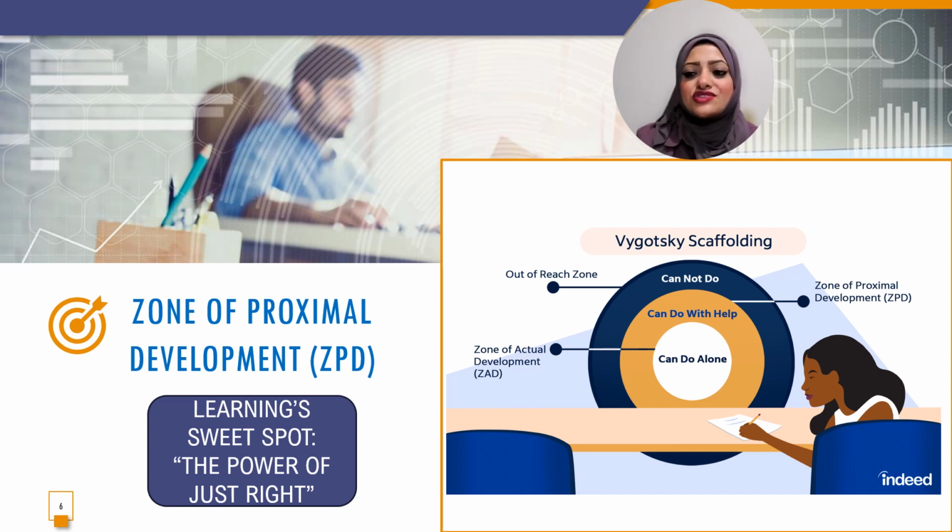This is where instruction is the most beneficial for students, just beyond their current level, and instruction is not too difficult nor too easy. With constant feedback or scaffolding and utilization of the zone of proximal development, we know that students' learning and understanding can continue to develop at an appropriate pace and grow.